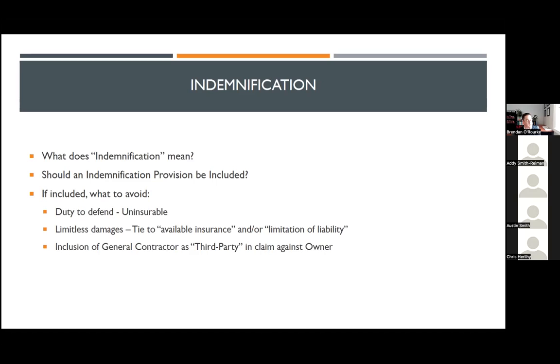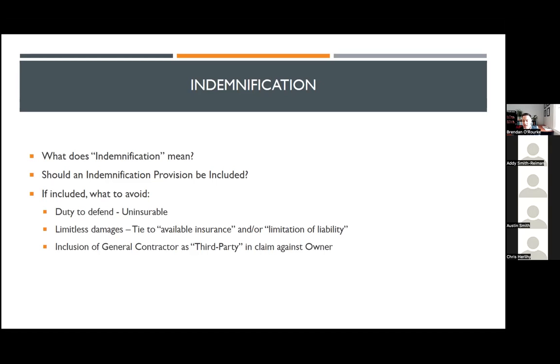Should it be included as a provision in a contract? Well, if it's not, I wouldn't say you want to go ahead and add it. You're just adding additional risk for you. But more often than not, it's a standard term in most contracts. And so if it is included, there are certainly areas or things that you want to avoid. And the primary one is if you are seeing the word defend within an indemnification provision, that at all costs should be removed.